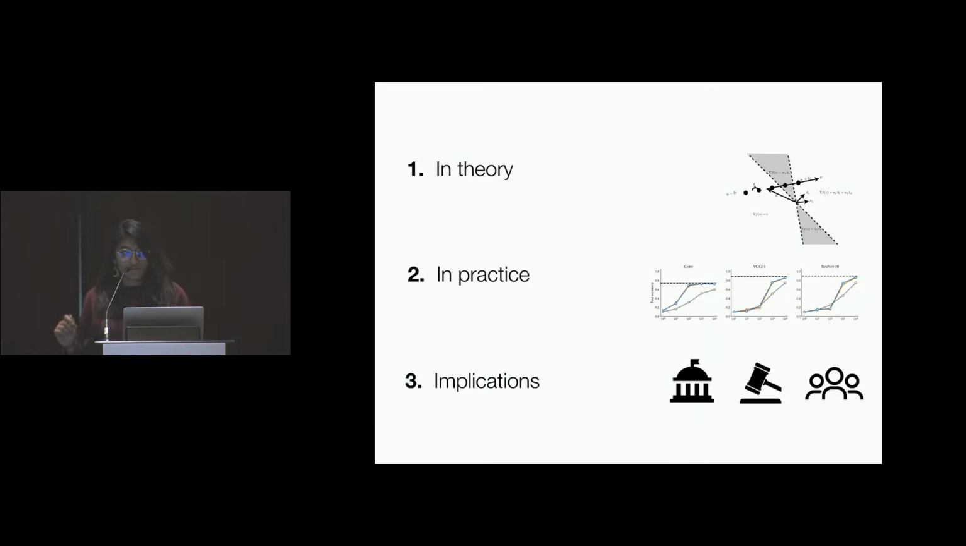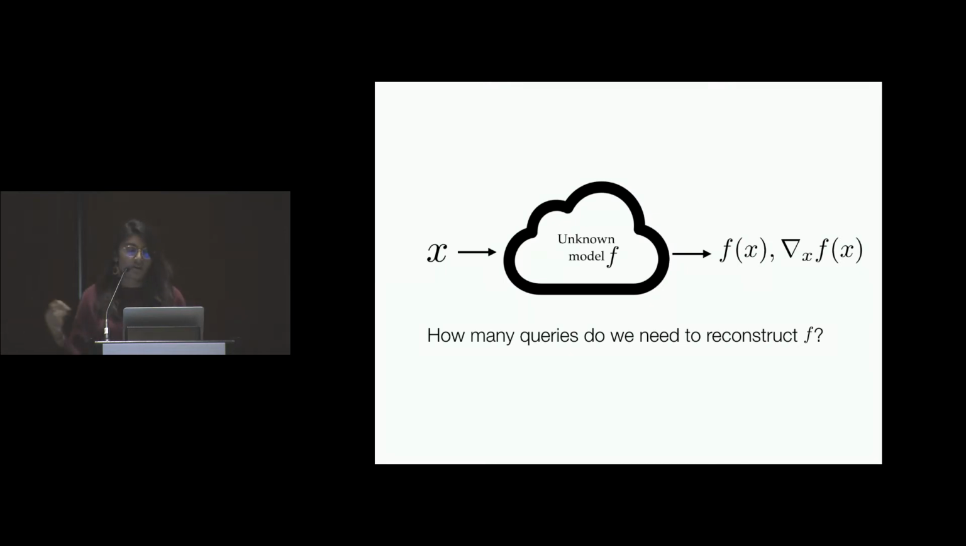We're going to look at this question first in theory, then in practice, and end with some of the broader implications of our findings. So first off, to analyze this in theory, we can abstract this out into a nice learning problem, where the learner gets to query the API with some input x and get back both the evaluation f(x) as well as the gradient of f(x) with respect to the input x. Our question then is, how many queries do we need to reconstruct f? And in particular, we'll be interested in the speed up we get from having access to the gradient, because we want to understand how providing these explanations affects the capacity to reconstruct models.